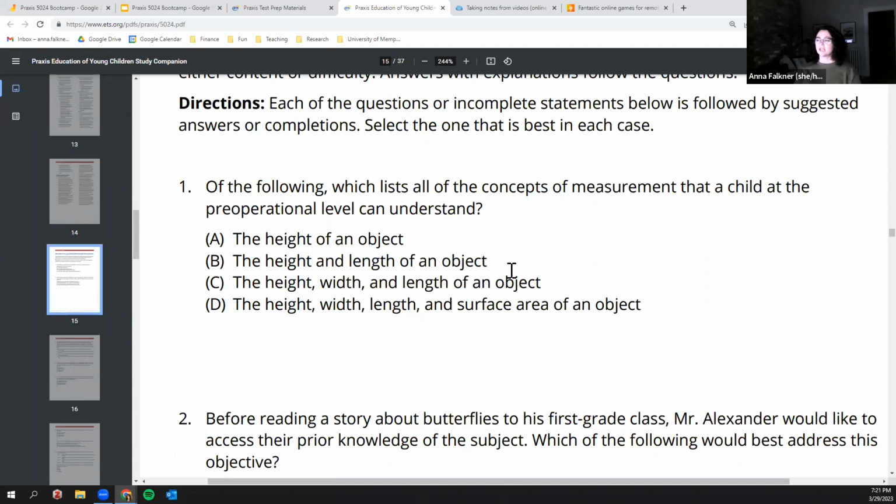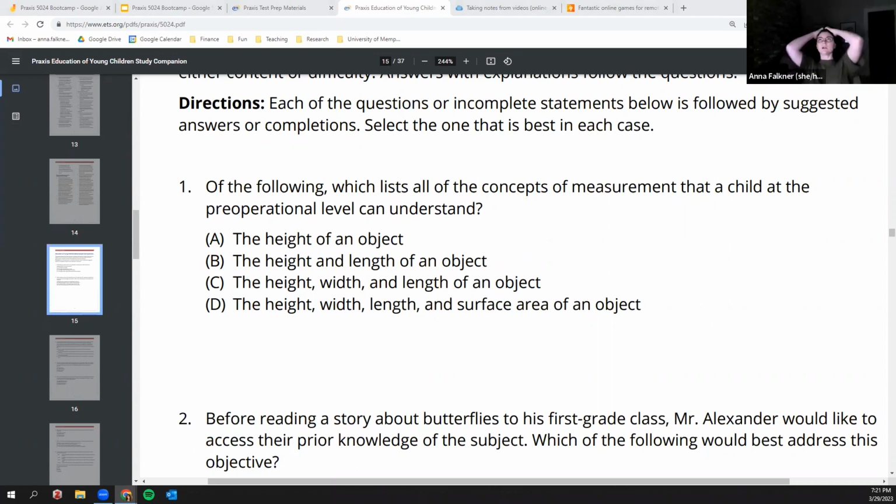So what do you think we can eliminate? Definitely D. Okay, why? Because I have issues with surface areas of objects. Okay, so I super confused you all.